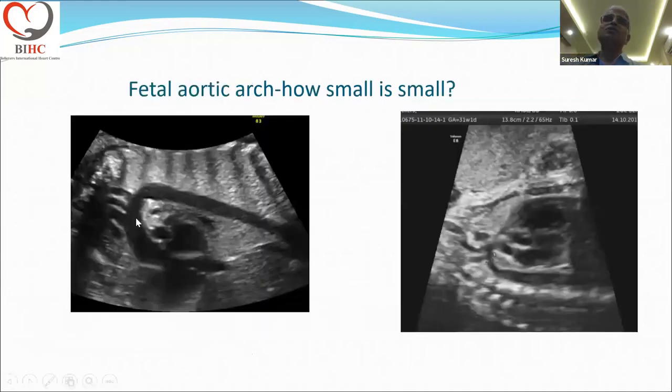Look at these two arches. This is the arch where you can see that there's a very wide isthmus. The ductus is not shown here, but it wouldn't be much larger than this. Whereas here, the entire arch is small and the aorta opens out only in the descending part. So this is suspicious of coarctation.